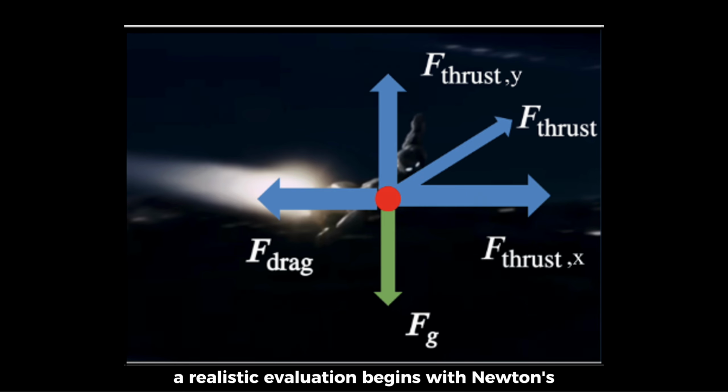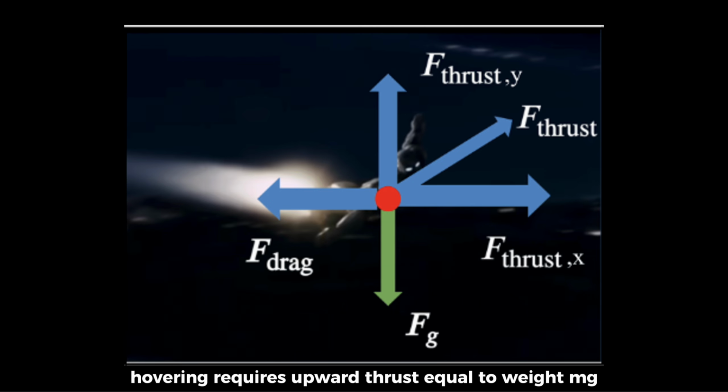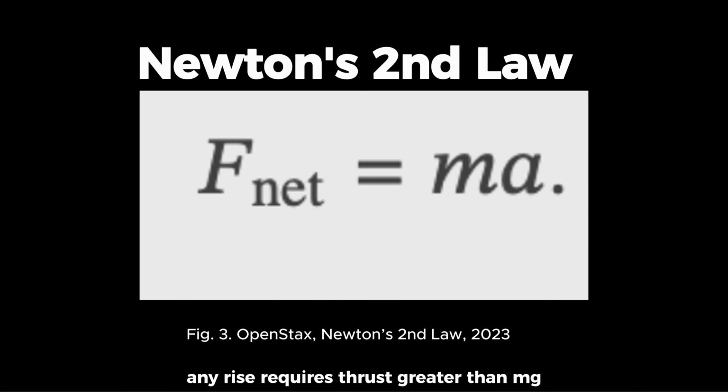A realistic evaluation begins with Newton's second law, F equals ma. Hovering requires upward thrust equal to weight mg, producing zero net force. Therefore, any rise requires thrust greater than mg, creating positive acceleration. The upward acceleration visible in the clip allows calculation of the exact thrust the Mark II suit must generate.